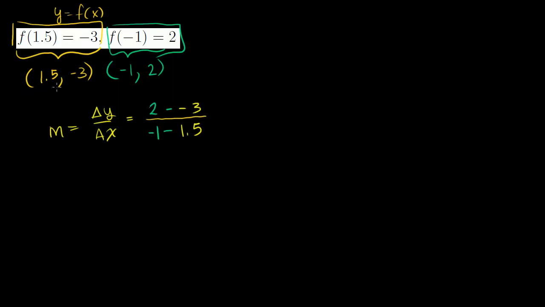So this is going to be equal to 2 minus negative 3. That's the same thing as 2 plus 3, so that is 5. Negative 1 minus 1.5 is negative 2.5. And 5 divided by negative 2.5 is equal to negative 2. So the slope of this line is negative 2.